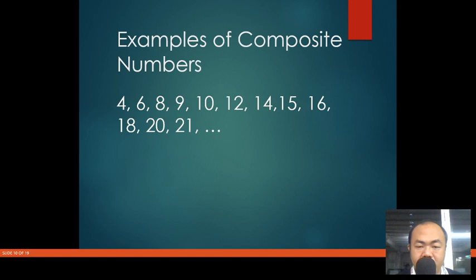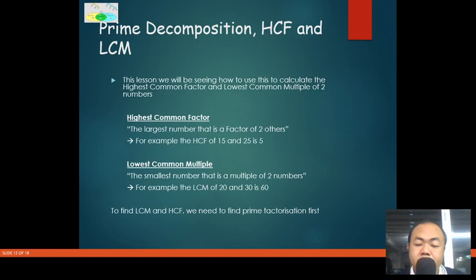Prime decomposition, HCF and LCM. HCF we call the highest common factor, which is the largest number that is a factor of two others. For example, the HCF of 15 and 25 is 5. And LCM we call the lowest common multiple, the smallest number that is a multiple of two numbers. Example, the LCM of 20 and 30 is 60.